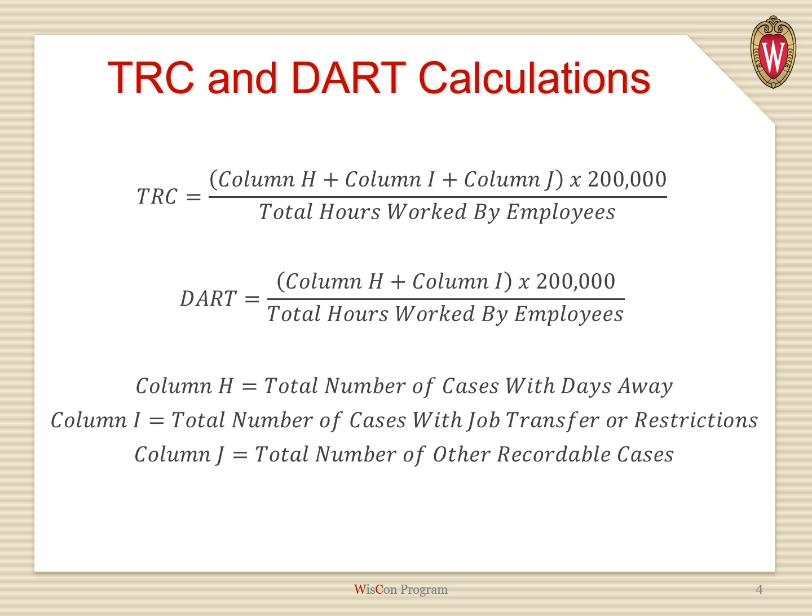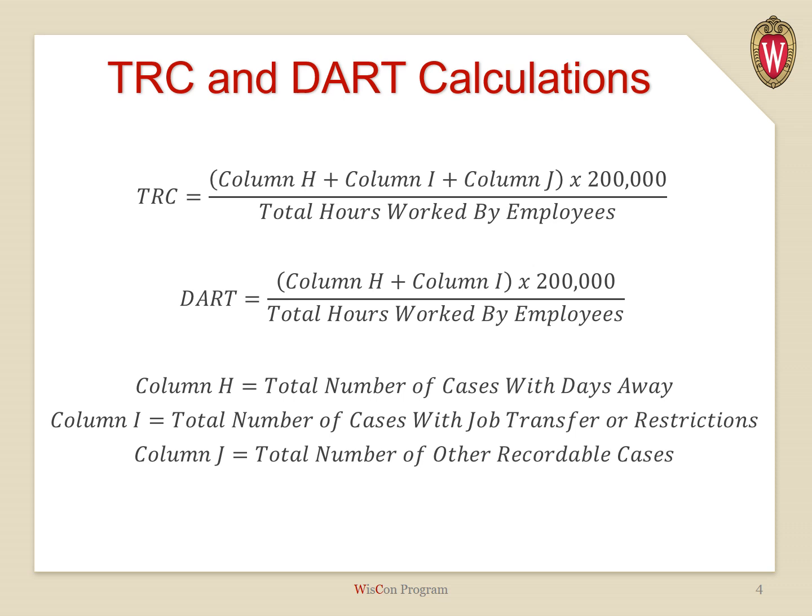Using the OSHA Form 300A, add columns H, the total number of cases with days away, column I, total number of cases with job transfer or restriction, and column J, total number of other recordable cases together, then multiply by 200,000 and divide by the total number of hours worked by all employees.